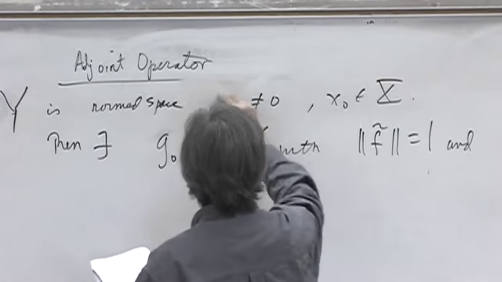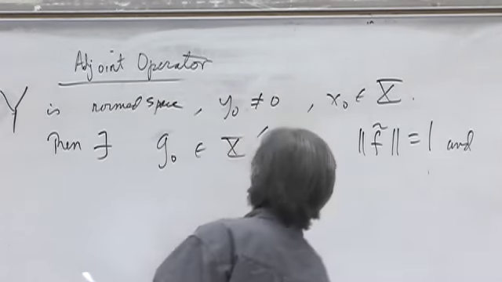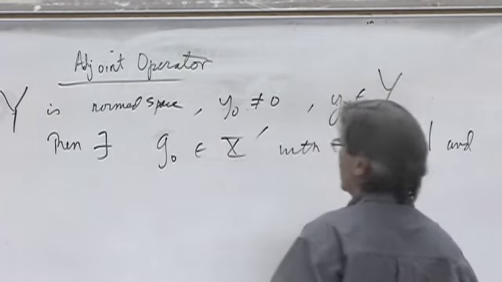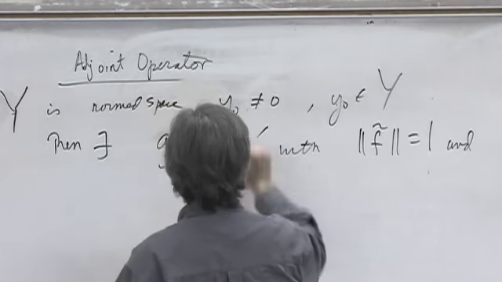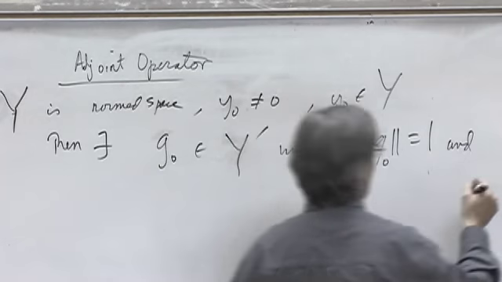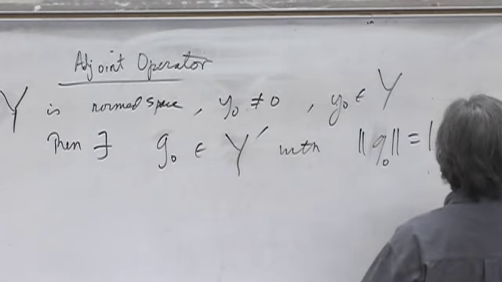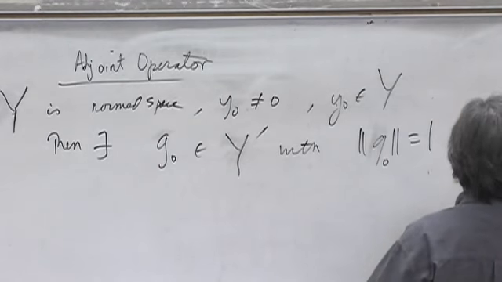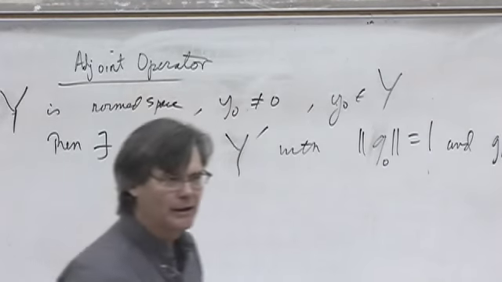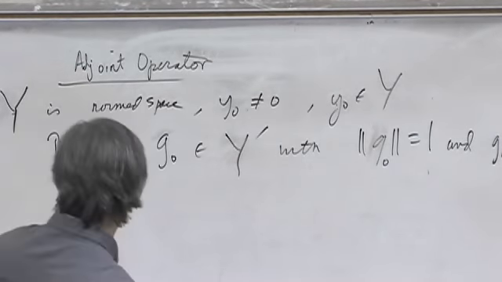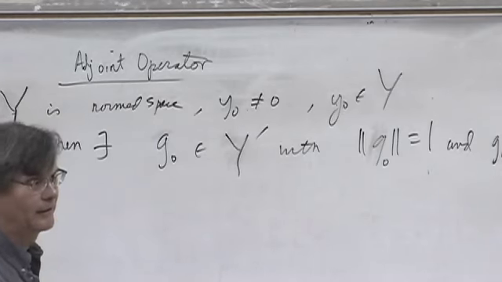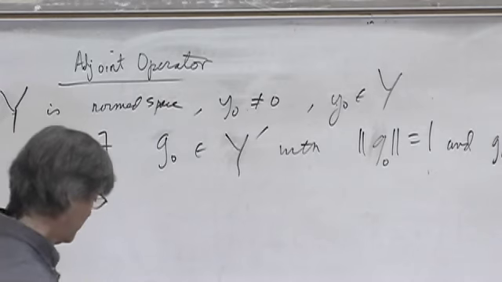So Y0 unequal to 0, Y0 in Y. Then there exists G0 in Y prime with G0 of norm 1 and G0 of Y0 equal to the norm of Y0. That's what the Hahn-Banach theorem 433 gives you. I'm using it on the space Y.